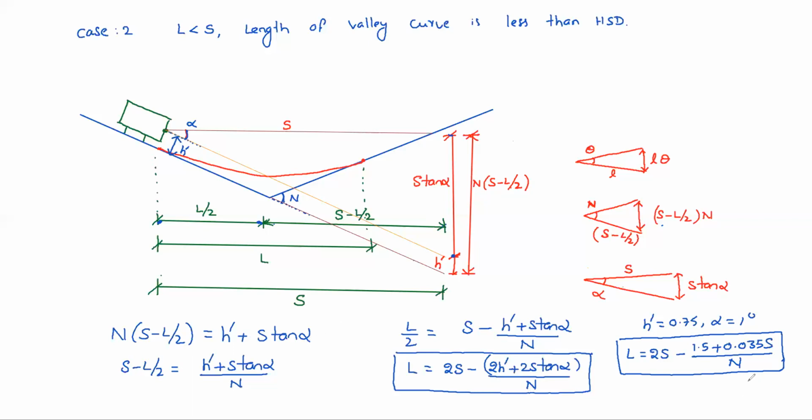The assumption here is that L is less than S, meaning S is maximum. When you get maximum S, maximum S means the headlight side distance can be expected when the vehicle occupies the starting point of the curve.